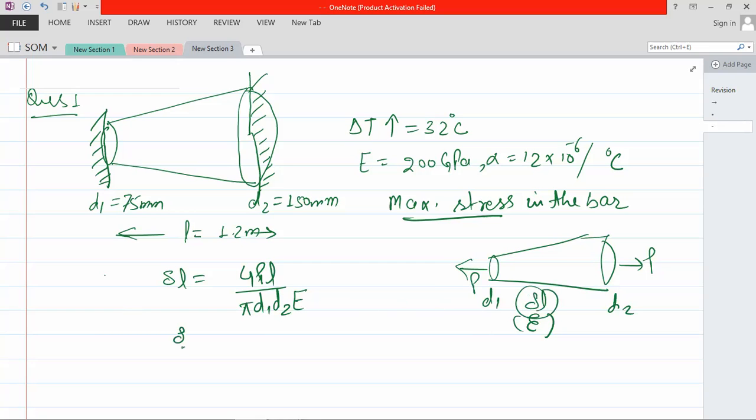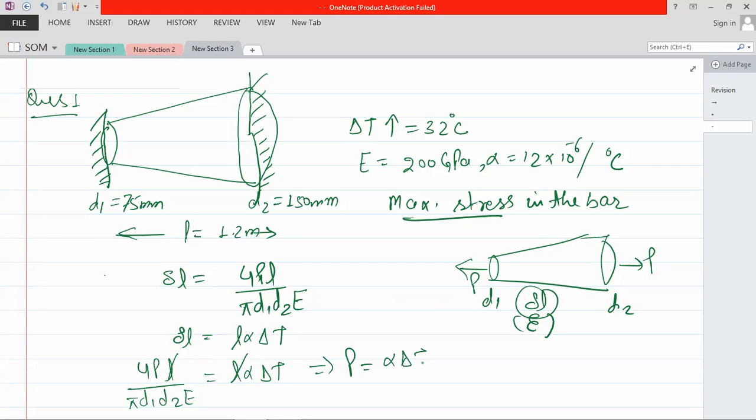And you also know delta L is equal to L alpha delta T. Now equate both the equations, you get 4PL upon pi d1 d2 e is equal to L alpha delta T. Now cut out L, and you get P, the reaction force at the end, as alpha delta T pi d1 d2 e upon 4. Okay, up to here, it is the reaction force.